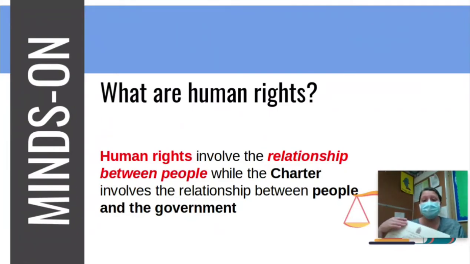Unless it is the government or a government agency that is discriminating against you, you cannot use the charter. And that is why there is a need for human rights legislation to reduce and help manage situations of discrimination that occur outside of a people and government relationship. So people and organizations and all the other aspects of our lives.